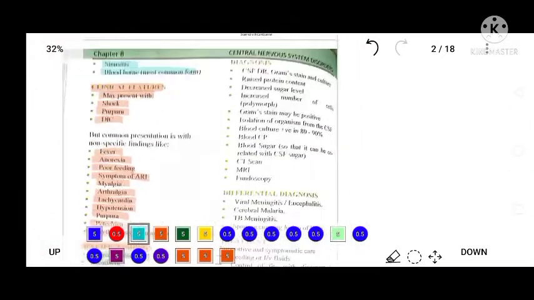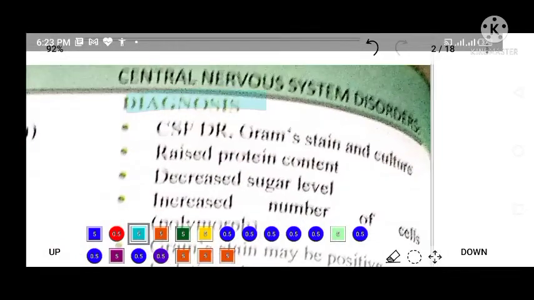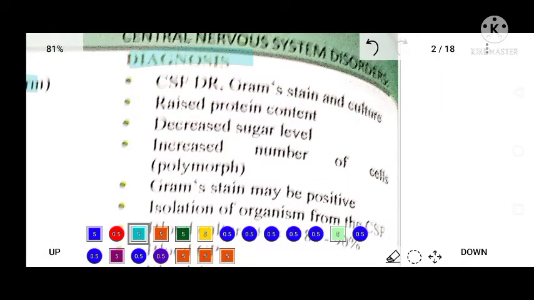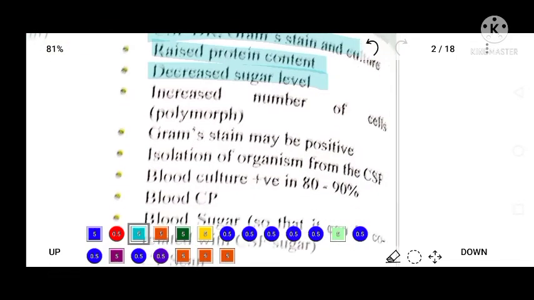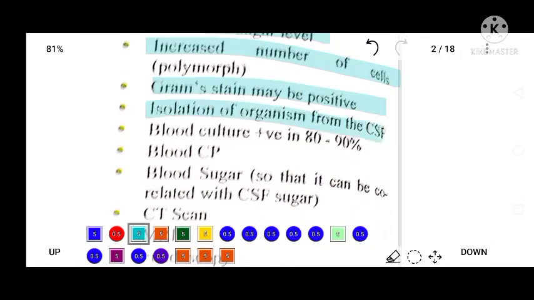Seizures will be there. Altered mental status will be there. And then diagnosis will be performed on the basis of CSF culture, and raised protein will be there in CSF. Decreased sugar will be seen, with an increased number of cells, polymorphs, and isolation of the organism.